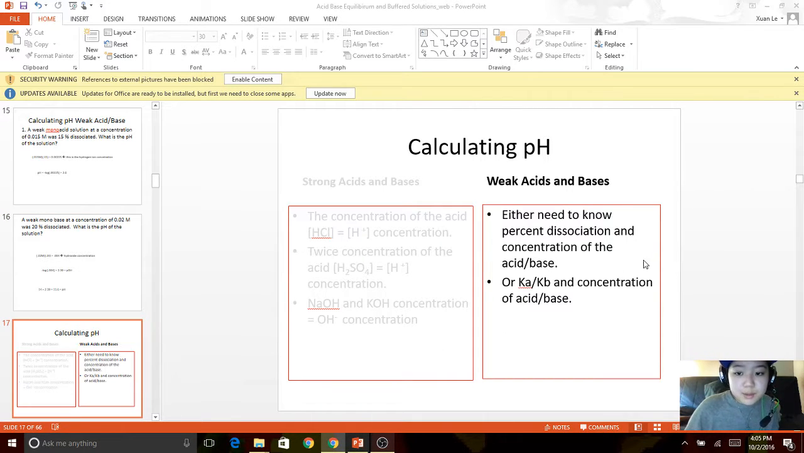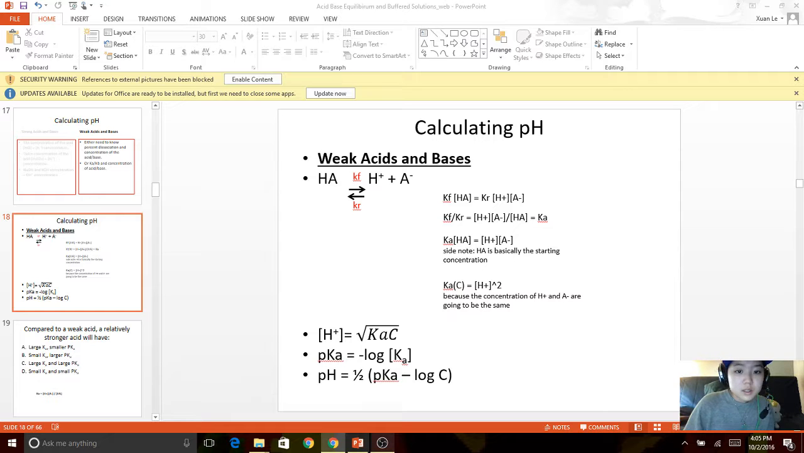So again, we already went over percent dissociation, but now we're going to go over the Ka and Kb values. So this is just how we're going to calculate the pH with these types of values, and I'm just going to explain how we derive this equation right here. So right here, we're going to see the basic equation of how a weak acid is going to dissociate into the hydrogen ion and then the conjugate base.